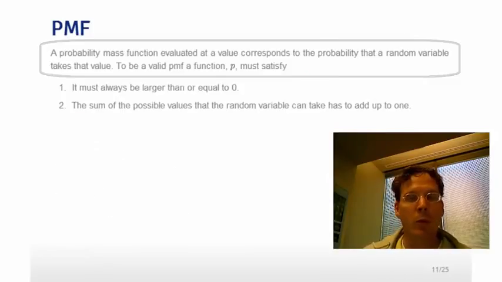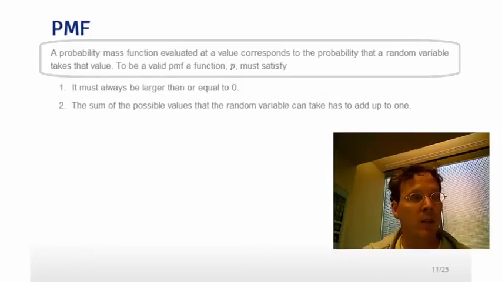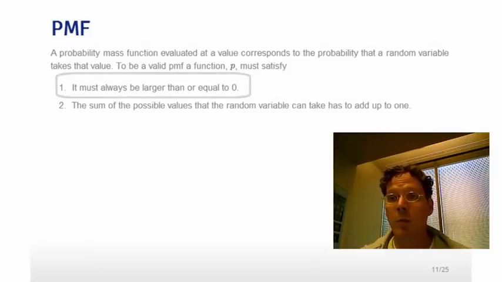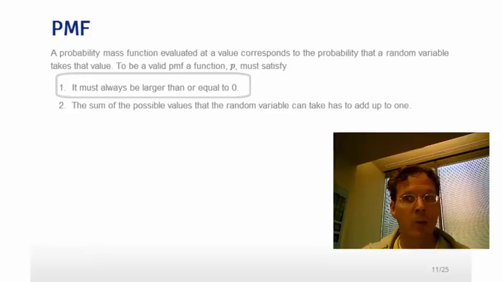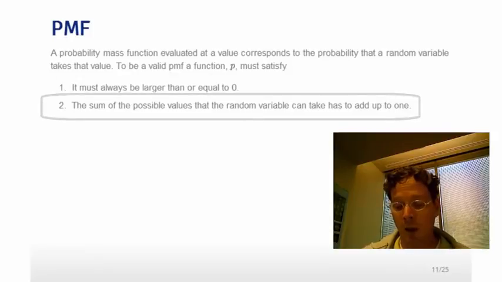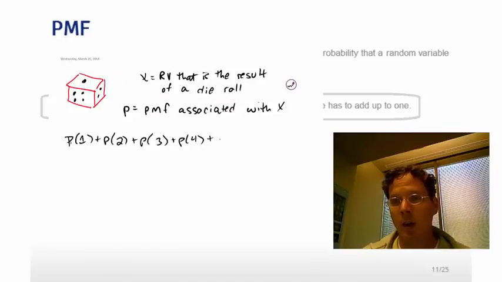But you can come up with rules that a PMF must satisfy in order to satisfy the basic rules of probability that we outlined at the beginning of the class. First, it must always be larger than or equal to 0, because we've already seen that a probability has to be a number between 0 and 1, inclusive. But then also the sum over the possible values that the random variable can take has to add up to 1, just like if I add up the probability a die takes the value 1 plus the probability that it takes the value 2 plus 3, 4, 5, and 6, that has to add up to 1.